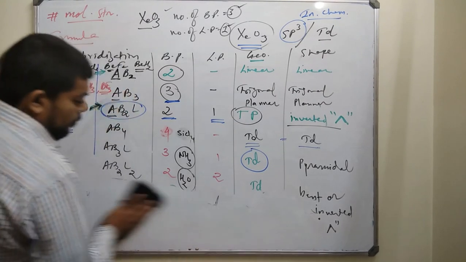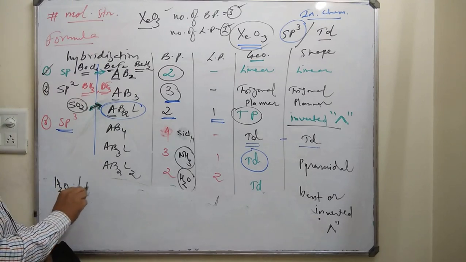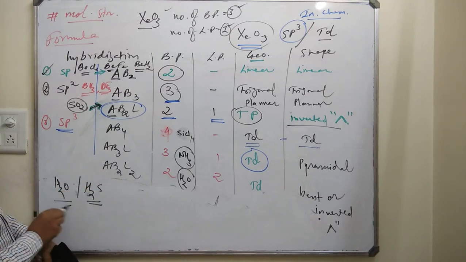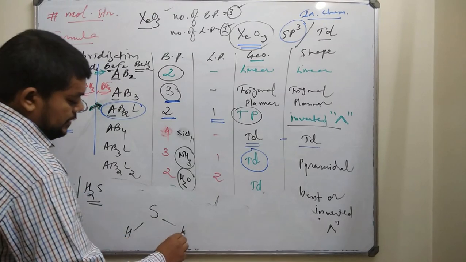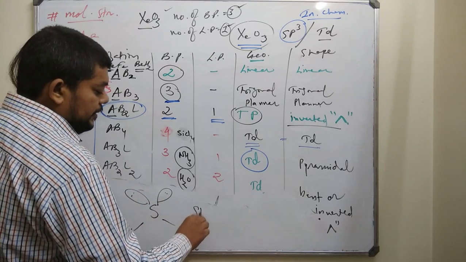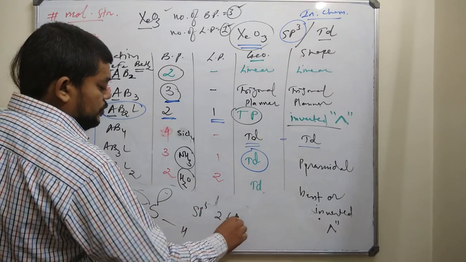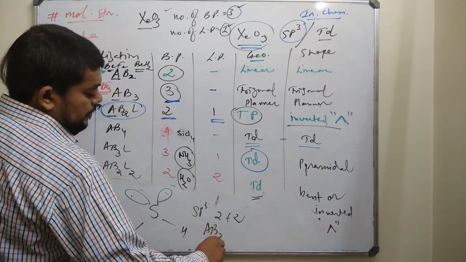Let us go for H2O and H2S. They are also exceptions. They do not follow our formula. So when it is H2O or H2S, it is something like this. So you have 2 bond pairs and you have 2 lone pairs. Overall it is sp3, but it has a 2 plus 2 combination, so it will be tetrahedral geometry and bent shape, and it will be of the type AB2L2.